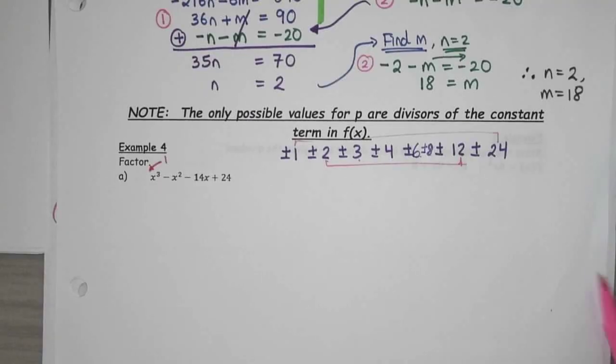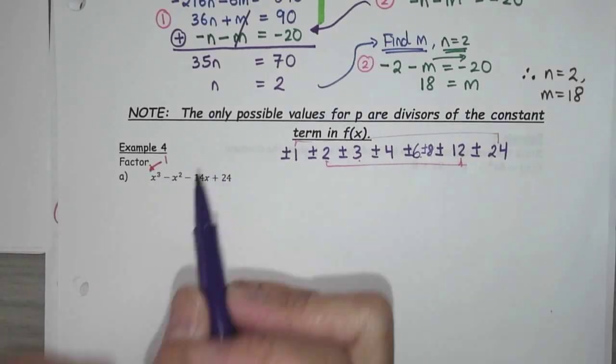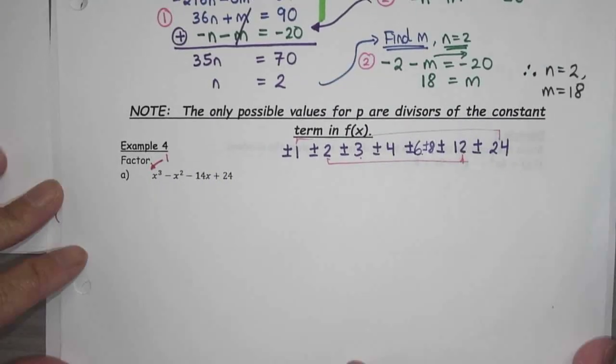Okay, so listing it sometimes doesn't help. I like the matching game, right? So you match it together. So those are all the possibilities that could divide into here. How do I know which one divides in?